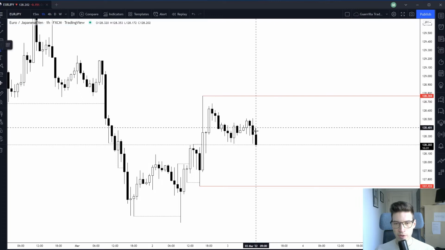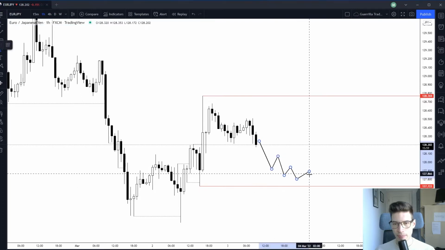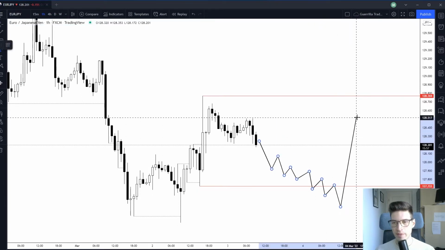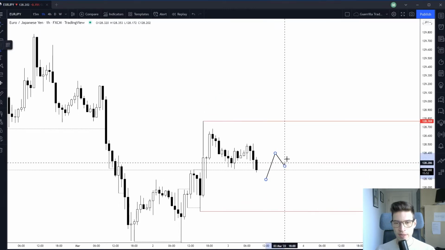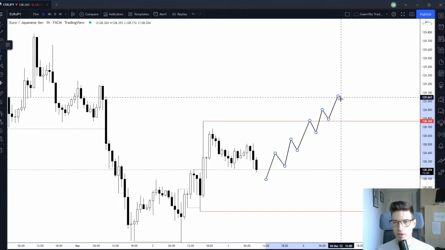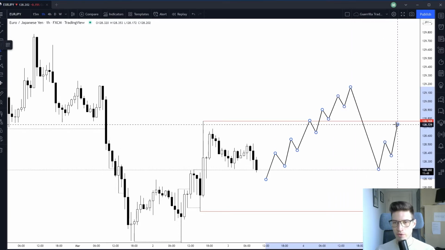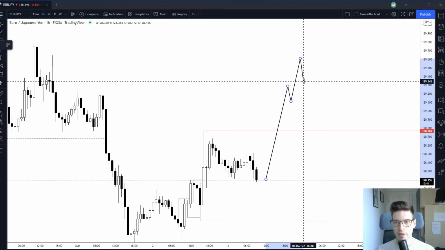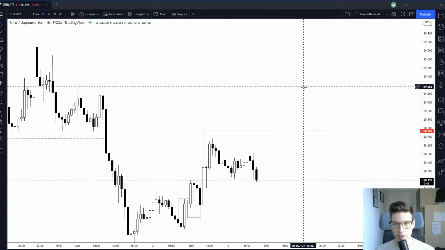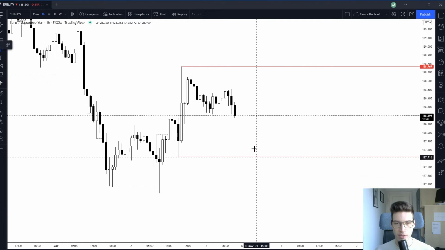Or I'm waiting for a descending structure, reversal to the upside, and then look for a long trade. And I'm looking for an ascending structure, reversal down, look for a short trade. Or I'm also seeing if maybe a trend will start, then it is high probability to continue and I'm very willing to look for trades.